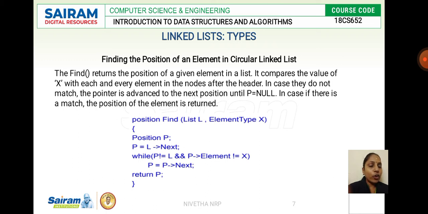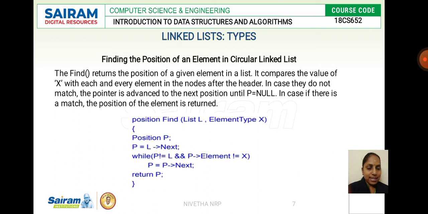What we are doing, we are going to start from the first position. So position, we are defining it, position P. P is equal to L of next. In the list, each and every position will be represented through position. While it is not equal to the last node, and when P of element is not equal to X, we will be incrementing.